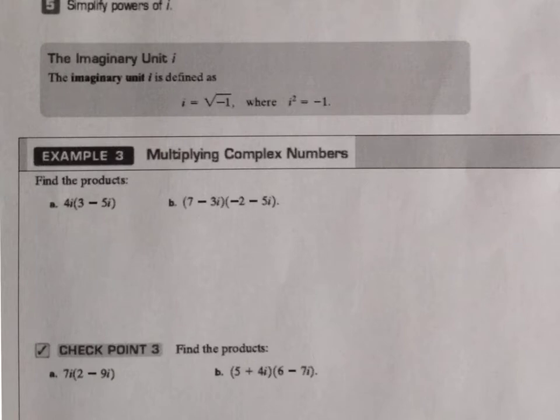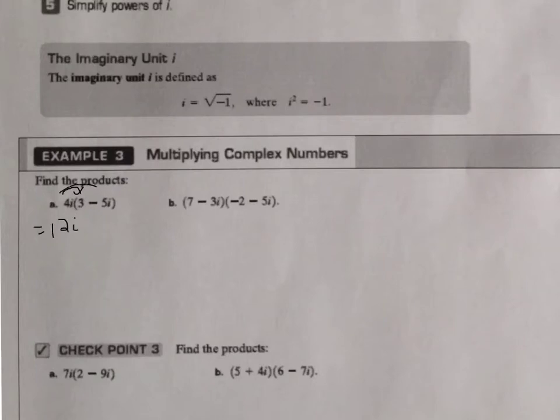And we are multiplying. It says find the products for 4i times 3 minus 5i. And this is distributing, of course. And so you're going to take 4i times 3. You're going to treat the i like it's a variable for right now, like it's a normal x. And so you could multiply the 4 and the 3, and that would give us 12i.